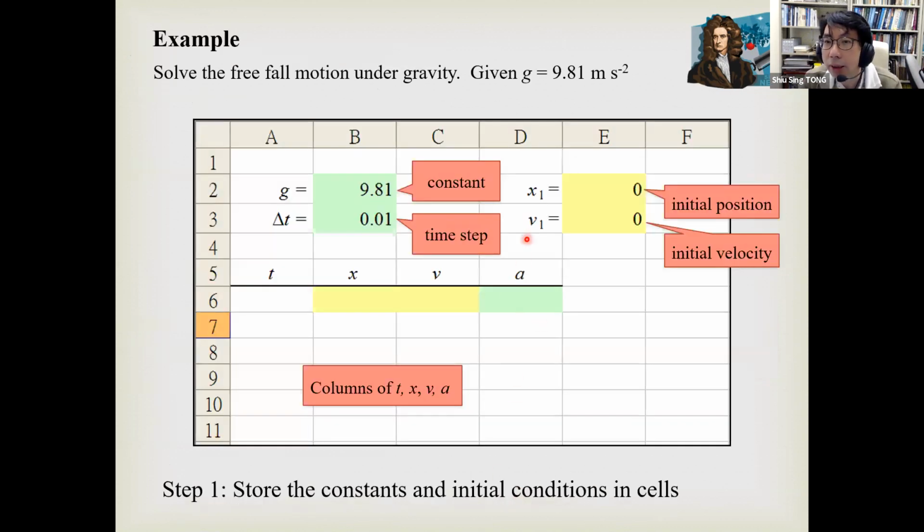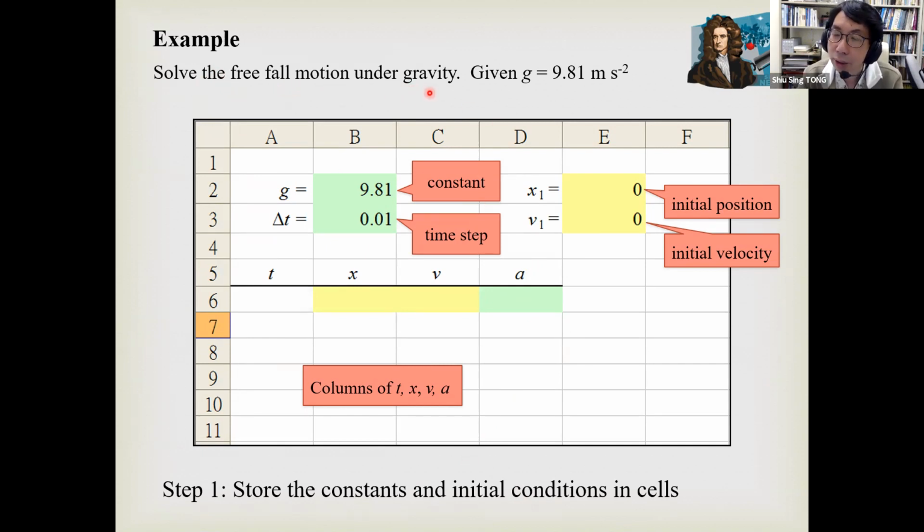Now let's see how to do it. This is an Excel spreadsheet. You are now required to solve the free fall motion under gravity. But you say, well, this problem, I know the solution. Why do you ask me to solve it by numerical method?